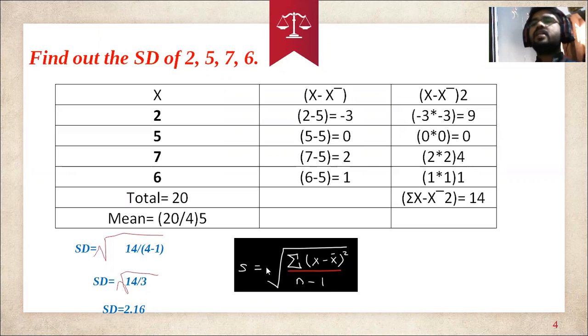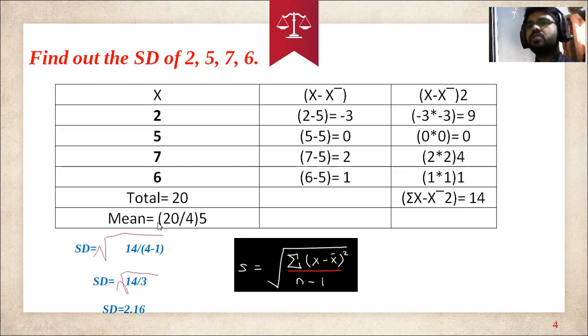In that, x is nothing but the marks. X is equal to 2, 5, 7, 6. Like this, we can enter it. Then after that, what do we have to do? X minus x bar. What is x bar here? The average of the x values. How can we get the average value? Sum of the x variable divided by the number of observations.